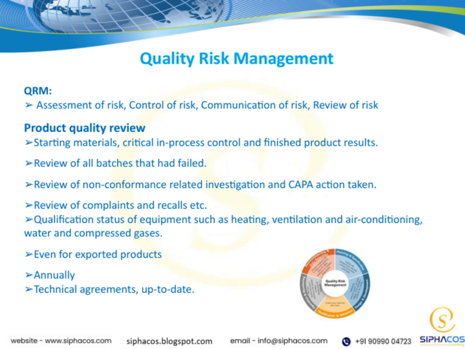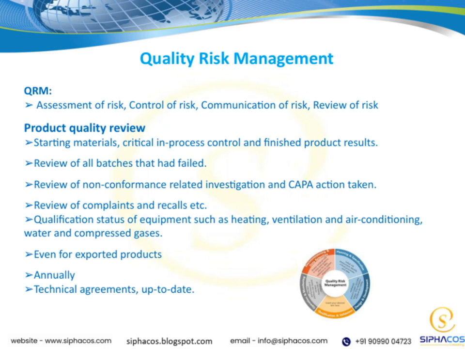This is a comprehensive process where we evaluate various aspects of our product to maintain high standards. We look at starting materials, which are critical because they form the foundation of our product quality. We also review critical in-process controls and the final results of finished products. It's important to review all batches that did not meet quality standards, those that failed, in order to understand what went wrong and prevent recurrence.